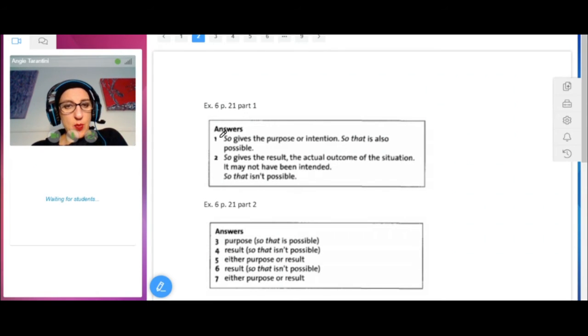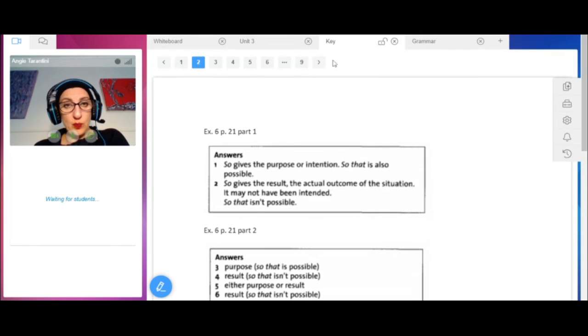So in sentence number one, so gives the purpose or intention. So that is also possible in this case. In the second sentence, so gives the result, the actual outcome of the situation. It may not have been intended. So that, in this case, is not possible. All right?